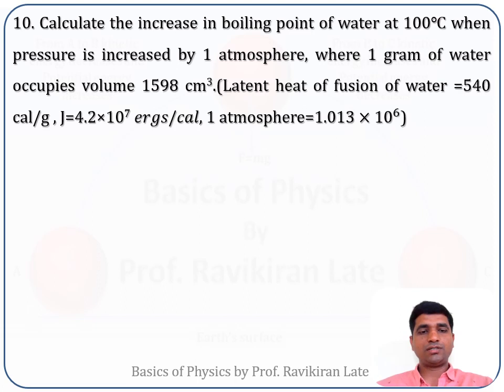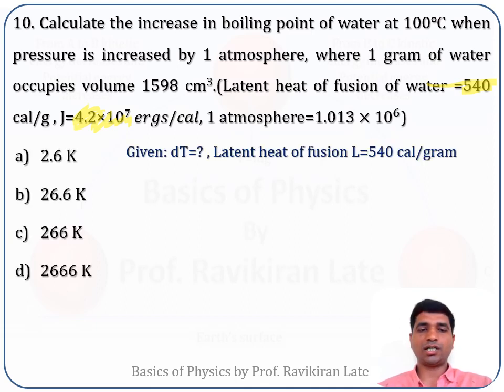Now the last question is: calculate the increase in boiling point of water at 100 degrees Celsius when pressure is increased by 1 atmosphere, when 1 gram of water occupies volume 1598 centimeter cube. Latent heat of water is given as 540 calories per gram. Mechanical equivalent of heat is given as J, 4.8 into 10 raised to 7 erg per calorie, and 1 atmospheric pressure is given. These are the options given over here.